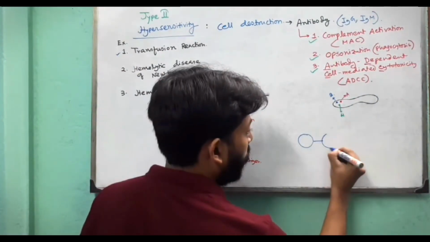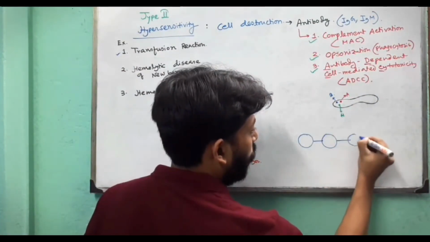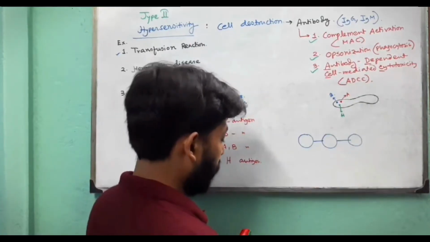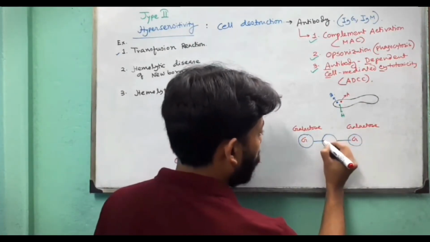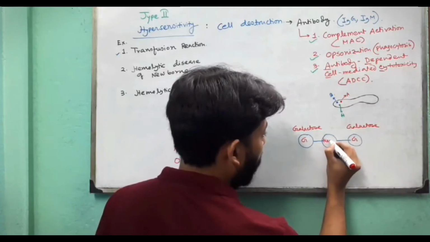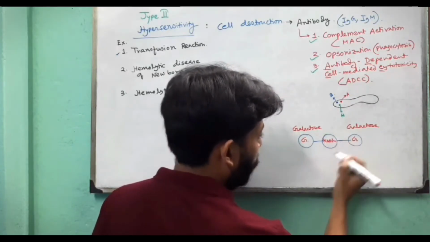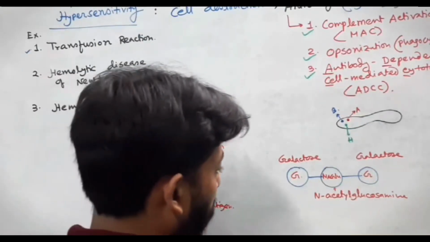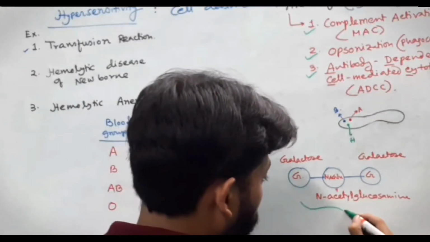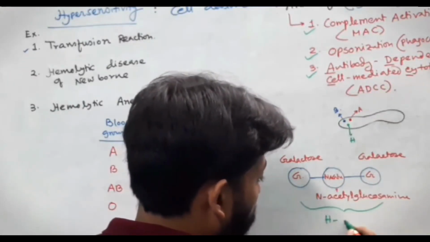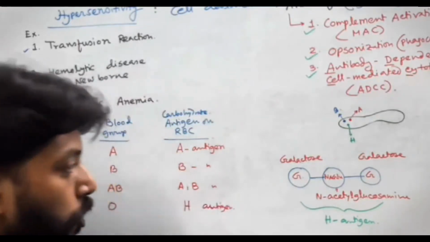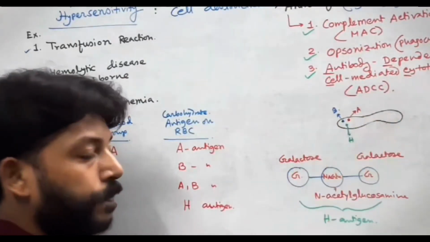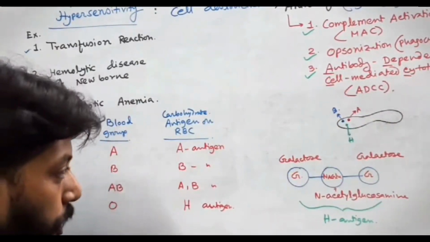Three sugar moieties actually compose the H antigen. The first is galactose, the third is galactose, and the middle is N-acetyl glucosamine. And these three molecules actually represent H antigen. So those who are O blood group, they have these three sugar moieties on their RBC, only this antigen.